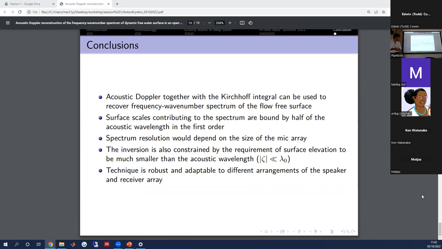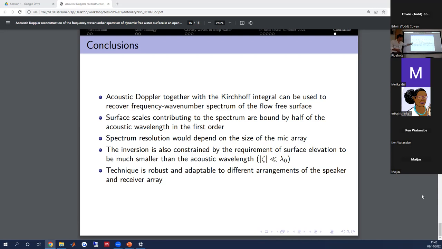Surface scales contributing to the spectrum are bound by half acoustic wavelength. So things are scalable. If the waves become higher and higher and higher, then the frequency of sound we use has to reduce and reduce and reduce. Okay, so to make sure that conditions are satisfied, otherwise, it doesn't work.